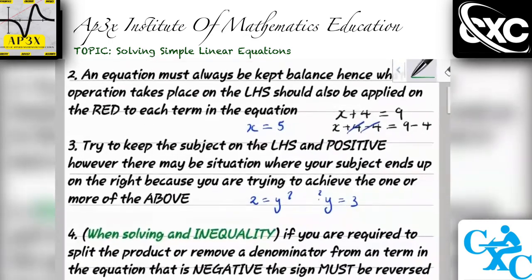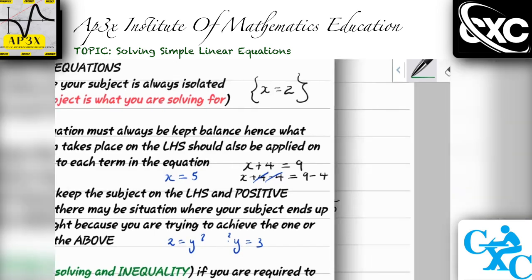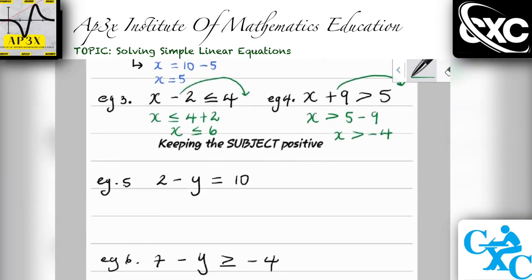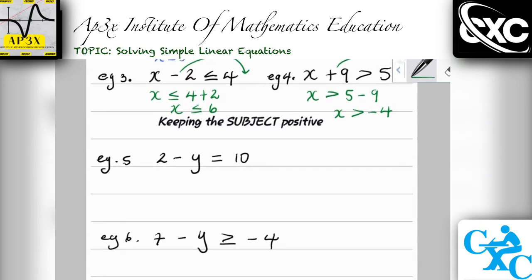And so what we're looking at here is it says that we should try to keep our subject on the left hand side and try to keep it positive. Now, if your subject is not positive, then you would not have solved for the variable, because most times the question is not going to say solve for negative x or solve for negative y. If it does say that, then okay, keep your subject negative. But most times you're going to find that your subject should always be positive.